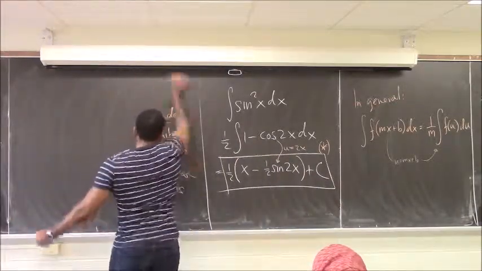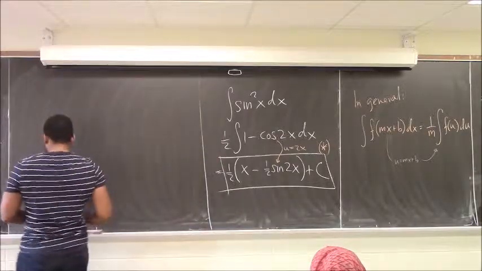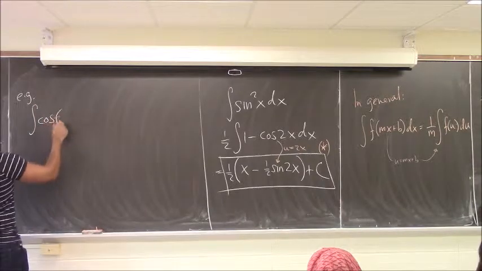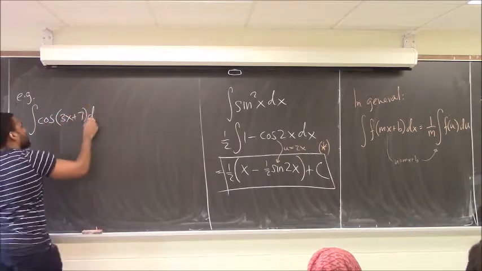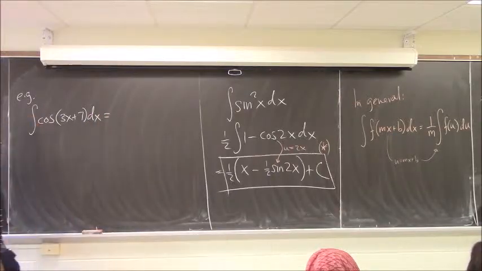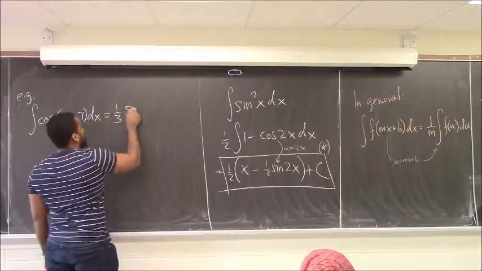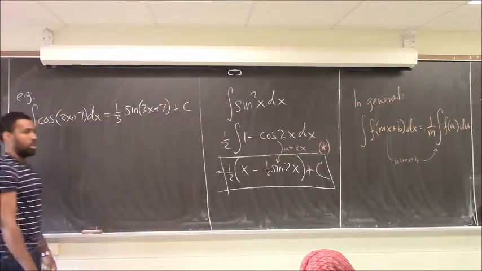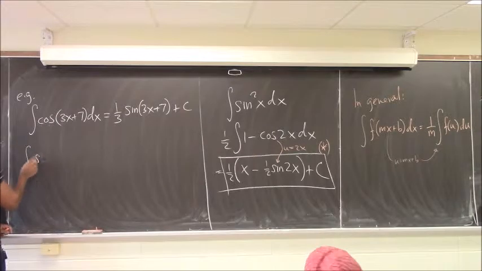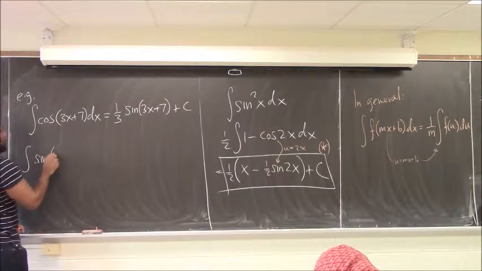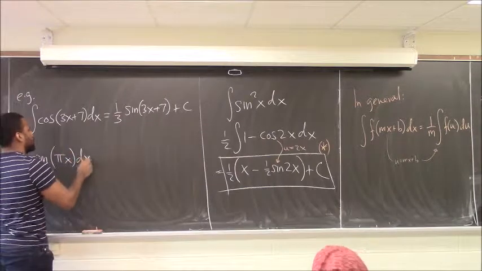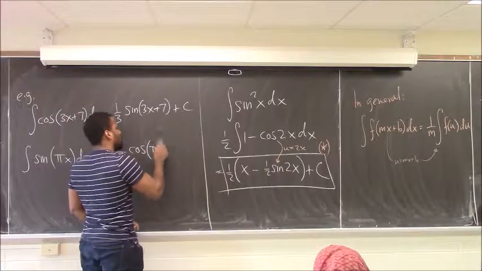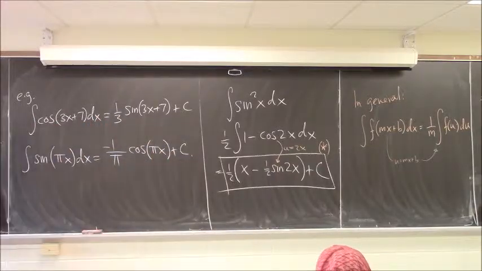It shows up a lot in sine and cosine, for example. If you wanted to integrate cosine of 3x plus 7 dx, technically you do a substitution, but it's just going to be 1/3 sine of 3x plus 7. Or if you had to integrate the sine of pi x dx, that's just going to be 1/pi times the negative cosine. So those are little tricks you can use.